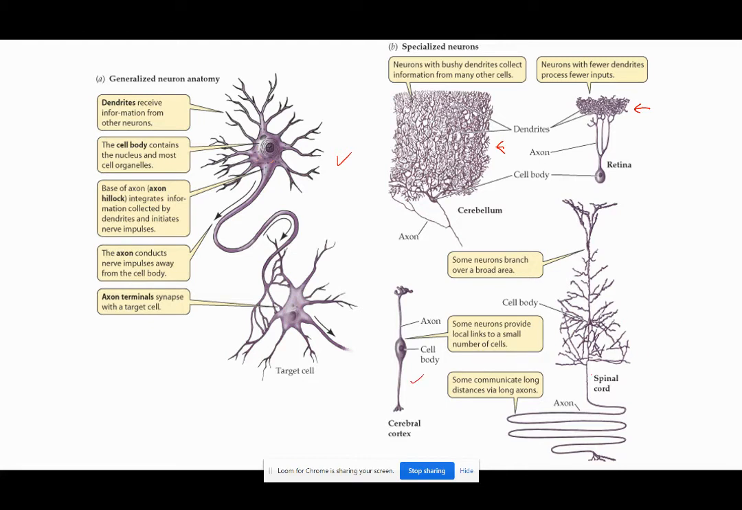Look at how long this axon is in your spinal cord. So you have some neurons that can go from your hip down to your toe, one neuron, one axon, that long. So they do come in different shapes and sizes.